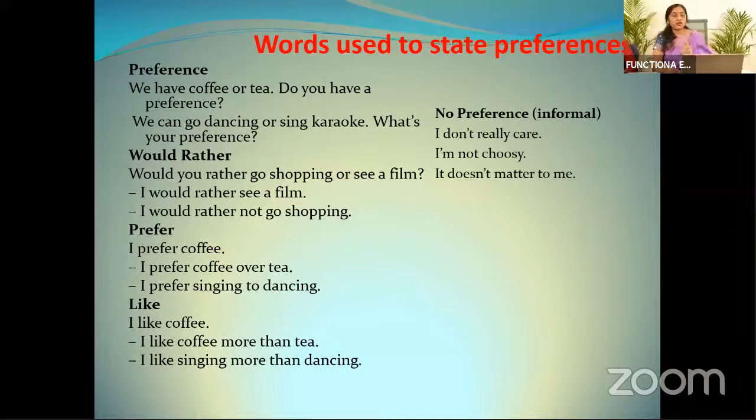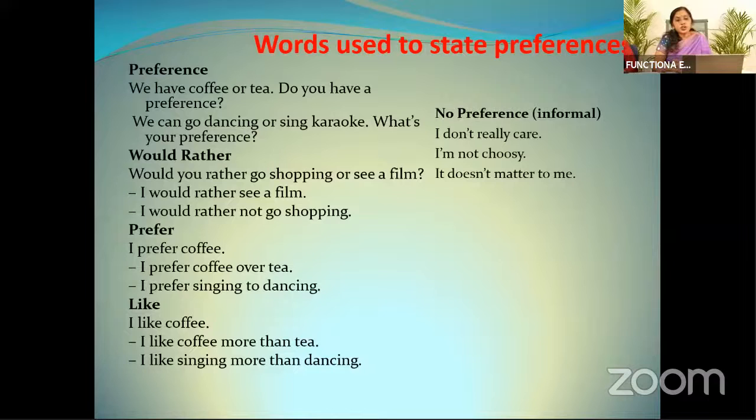I'll give you the conversation. We have coffee or tea. Do you have a preference? I'm not choosy. What does that mean? You can give me either coffee or tea. I'm not that picky or choosy.